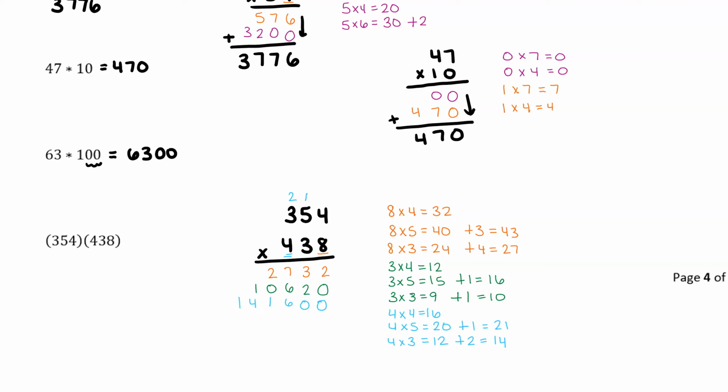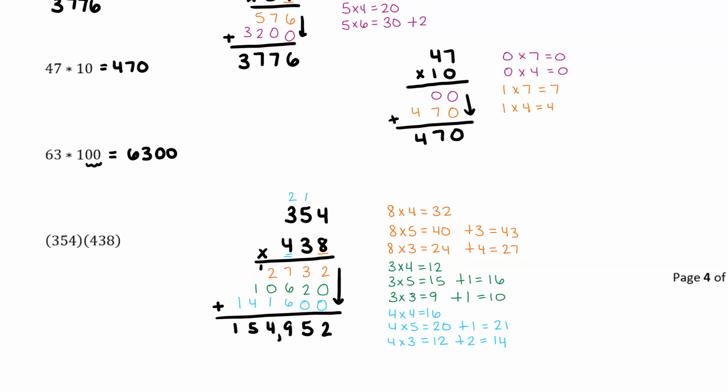These are our 3 partial products. And we're going to add those 3 partial products together. 2 plus 0 plus 0 is 2. 3 plus 2 plus 0 is 5. 7 plus 6 plus 6 is 19. So I have to carry that 1. 1 plus 2 plus 1 plus 0 makes 4. 1 plus 4 makes 5, and just 1 is 1.